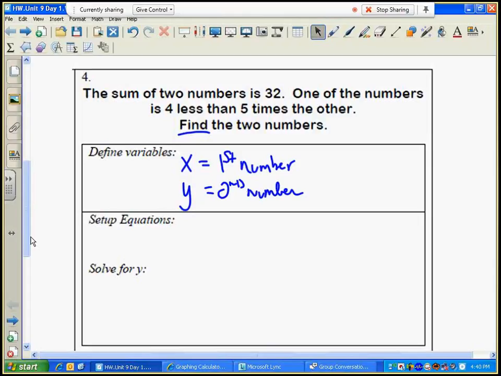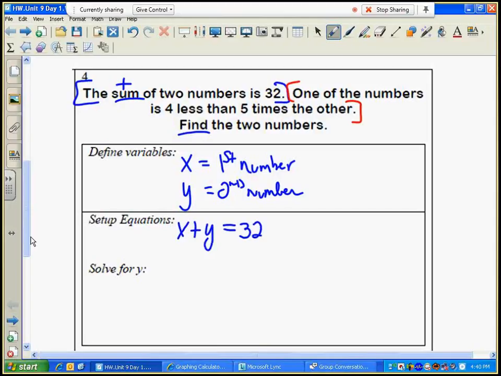Okay, let's translate. The sum of two numbers is 32. What does sum mean? Sum means plus. That means I'm going to add those two numbers and I'm going to get 32. Okay, well, that means when I add those two numbers, that is 32. There's my first equation.